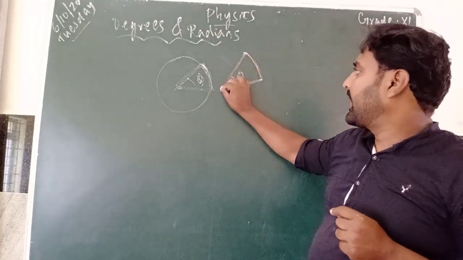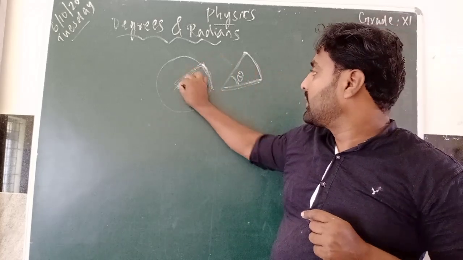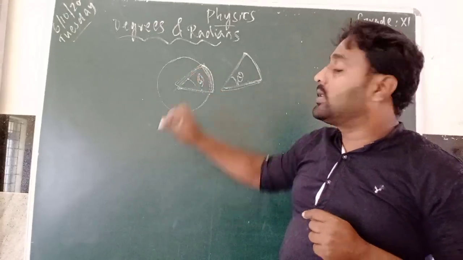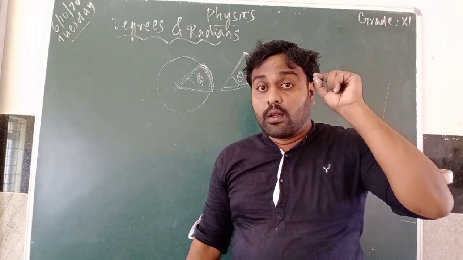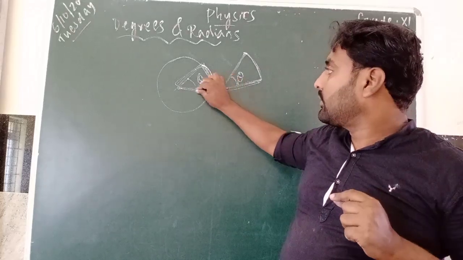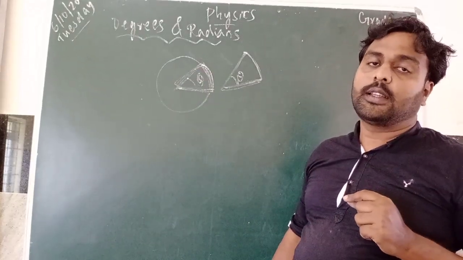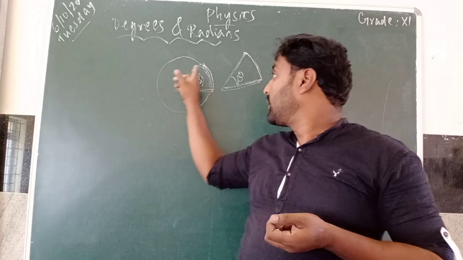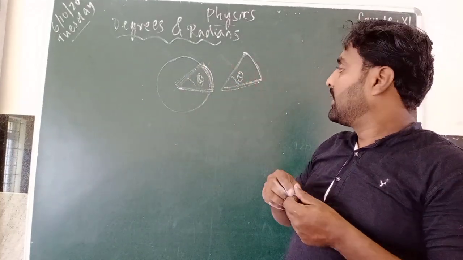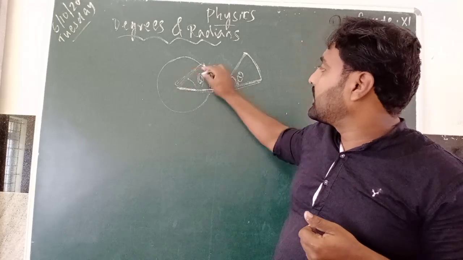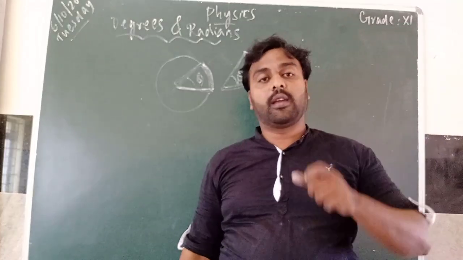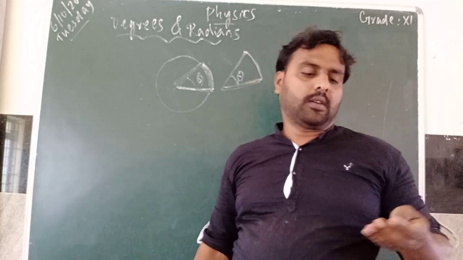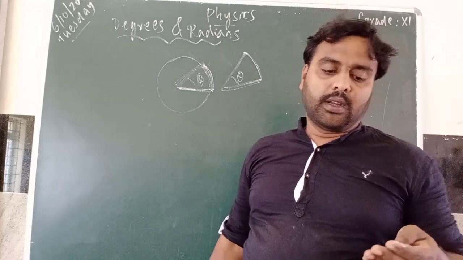When we are taking a planar angle like this from a circle, the length of the arc should be equal to the radius of the circle. That is what 1 radian is. If we are taking a planar angle from the center of the circle, taking one part like this, the length of the radius and the length of the arc should be equal. That is what we call 1 radian. You can mark page number 88. It is there.